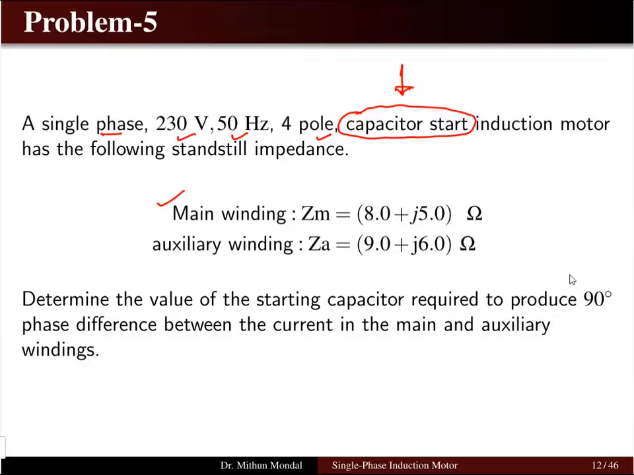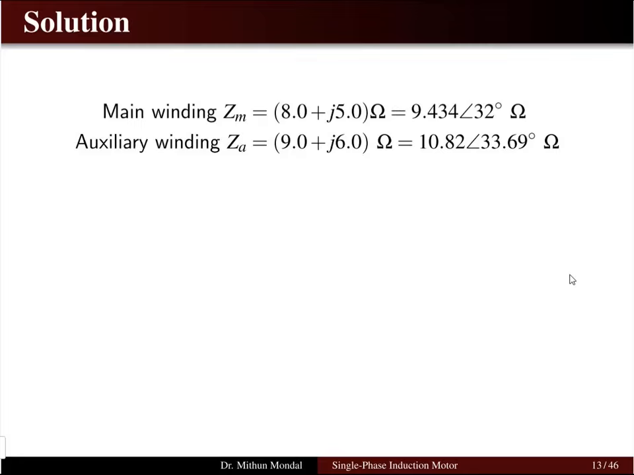So the main winding and the auxiliary winding impedance values are given to us. We have to determine the value of the starting capacitor, which is required to produce a 90-degree phase difference between the current in the main and the auxiliary winding. So what is the current flowing in the main winding? What is the current flowing in the auxiliary winding? And the phase difference of these two currents has to be maintained at 90 degrees. So we need to determine the value of that capacitor that needs to be included in the circuit. Let us see the solution.